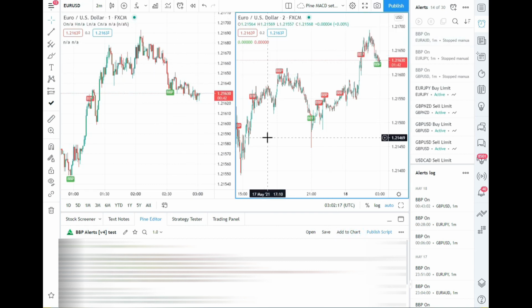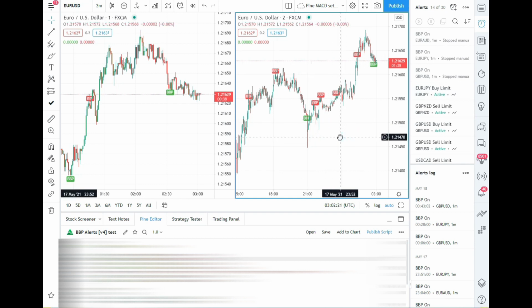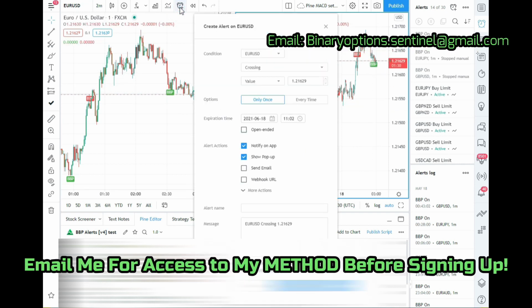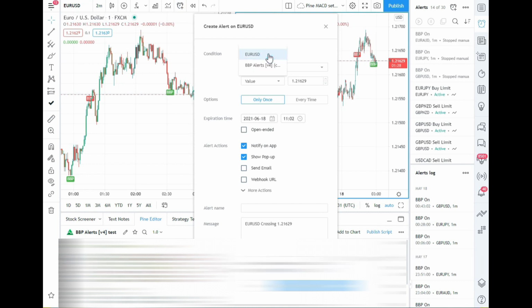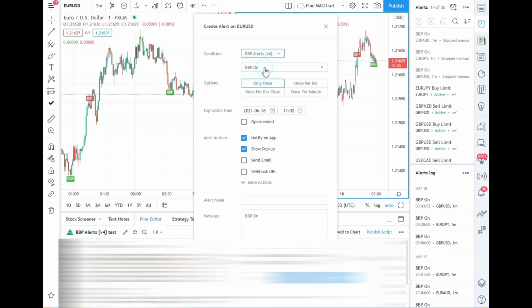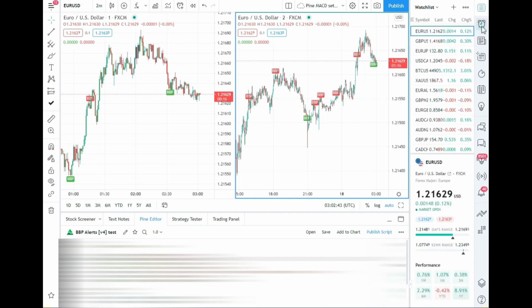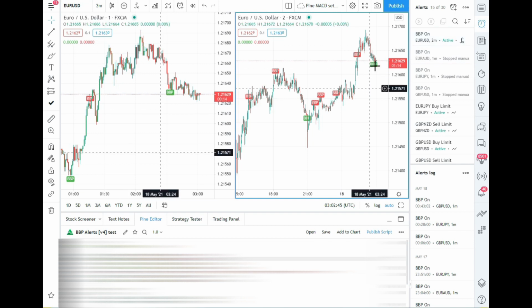Okay, so the next step is to create an alert to actually prompt you whenever one of these BBP symbols comes up. So all you have to do is look for this clock symbol here, create alert, and then under conditions look for BBP alert, and then click once per bar, and then you just create. And then you can see under the alert tab, which is this clock symbol right here, that it's actually on right now.